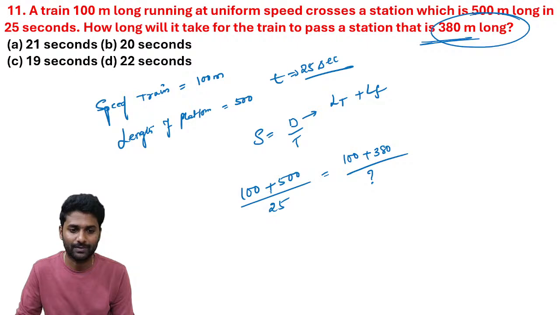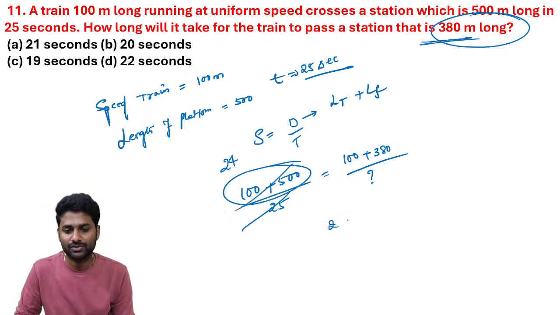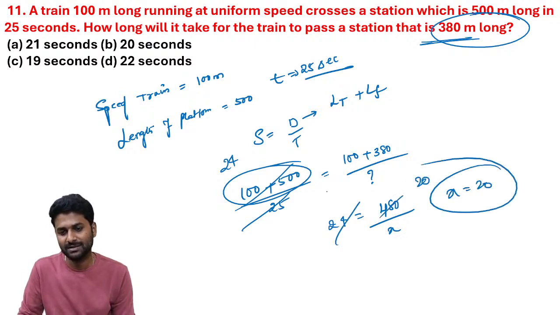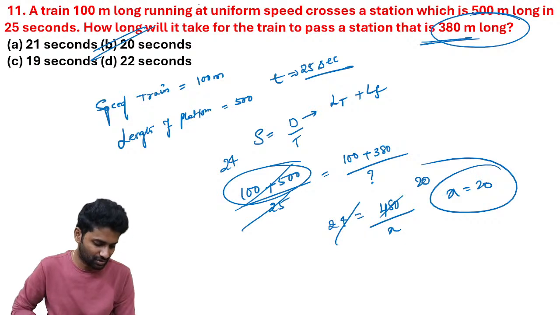Let's find those values. So this is all about 600. This is exactly 24 times. 24 is exactly equal to 25 into 24. Then 100 plus 380 is 480 by x. So this is exactly 20 times, which means it takes only 20 seconds to cross that platform.